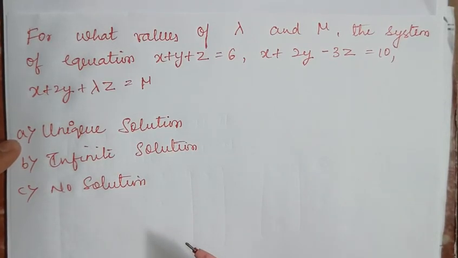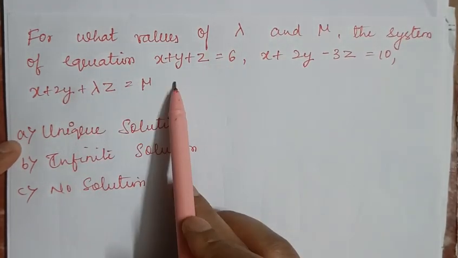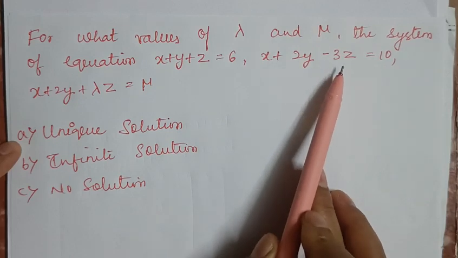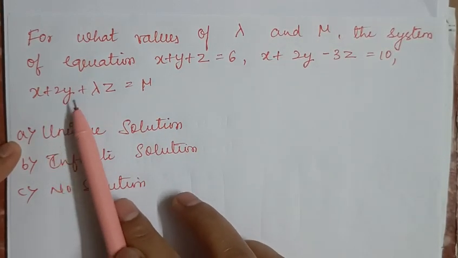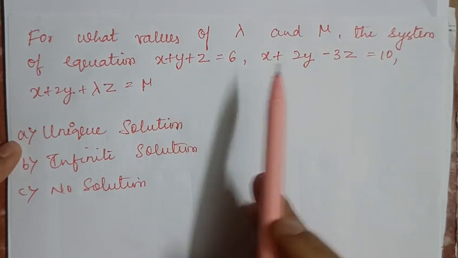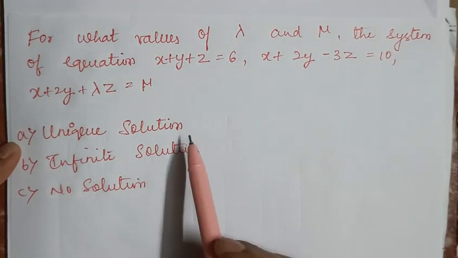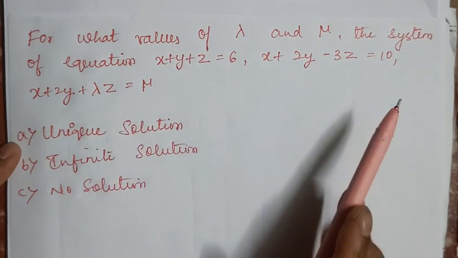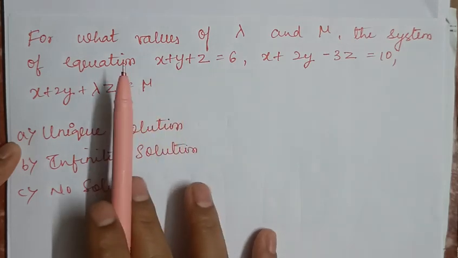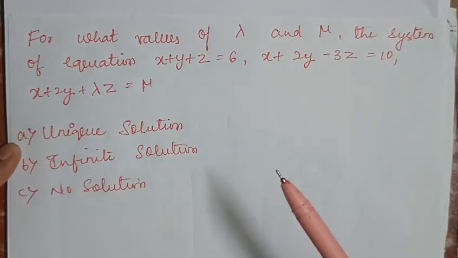In this video, we are going to see for what values of lambda and mu the system of equations x + y + z = 6, x + 2y - 3z = 10, and x + 2y + lambda z = mu. In this we have to find for what values of lambda and mu the system of equations is this. So for what values is it going to be a unique solution, infinite solution, and no solution.